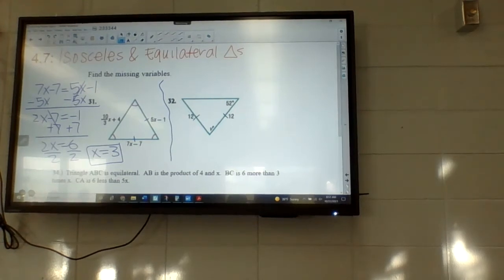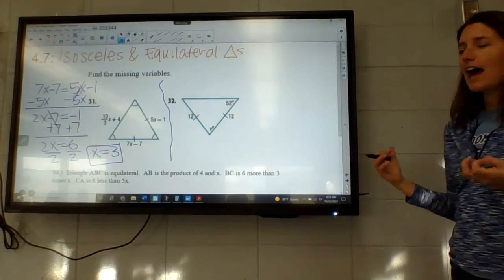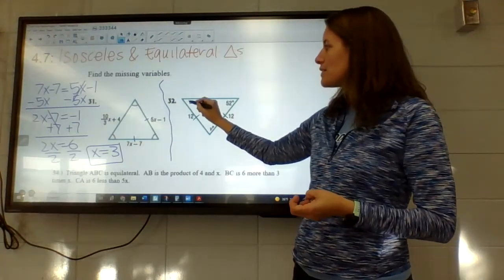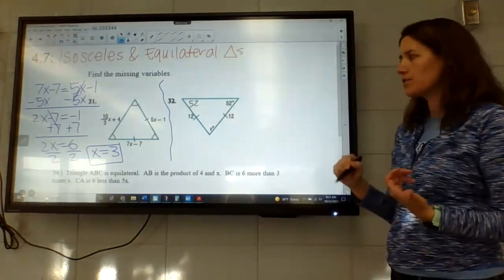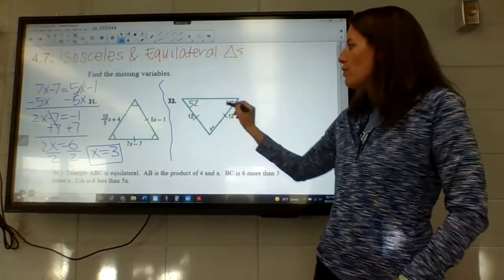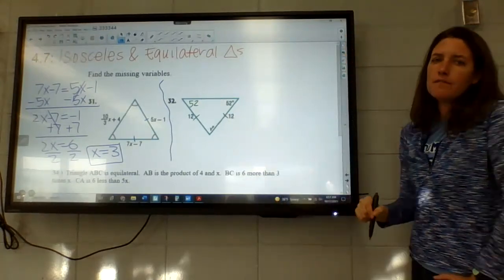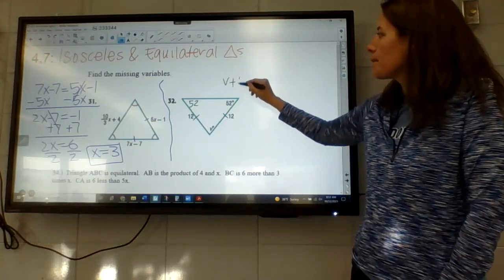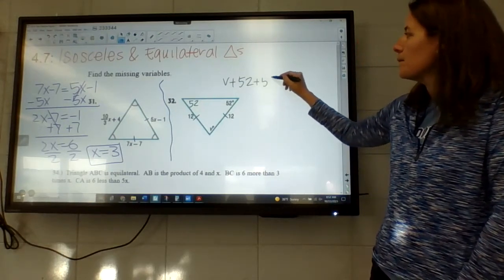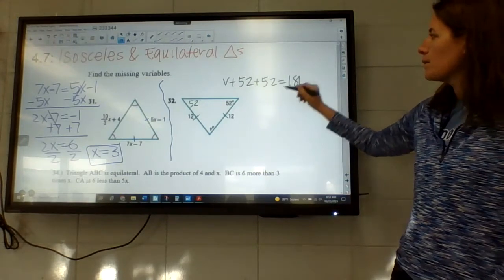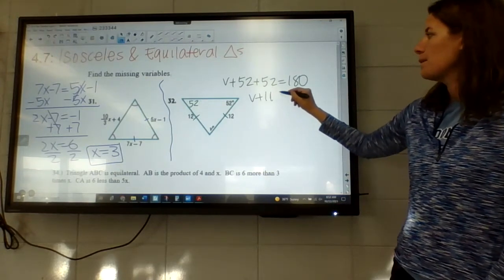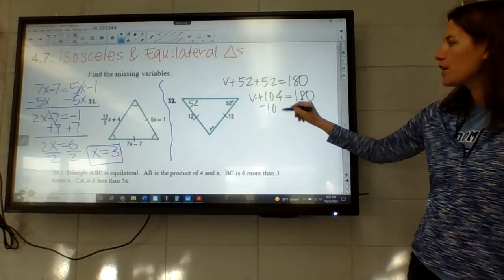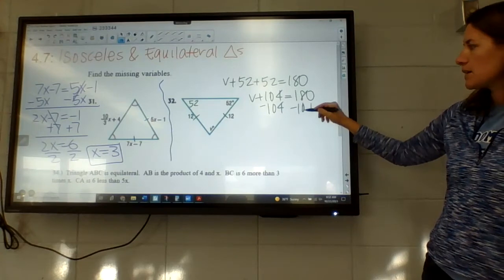Nope, it's not. V is not 52. The base angles are the ones that are across from these legs. So this is the side that's 52, or the angle that's 52 degrees. So if those two are 52, we're trying to find angle V, and we know they add to 180. 104, 76, 76. And so yep, we move that 104 over, and we end up with 76 as our angle V.